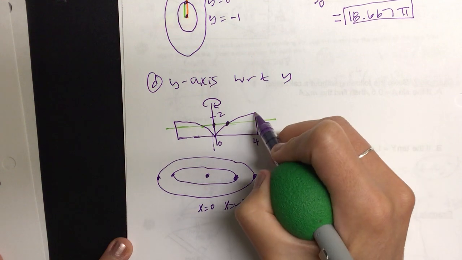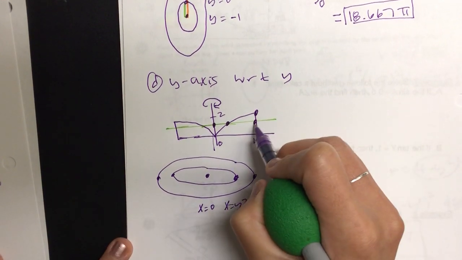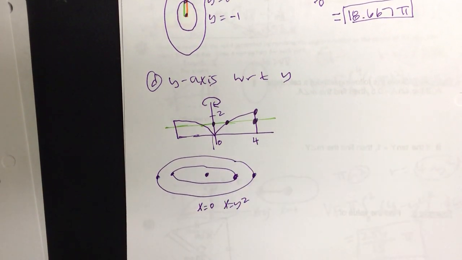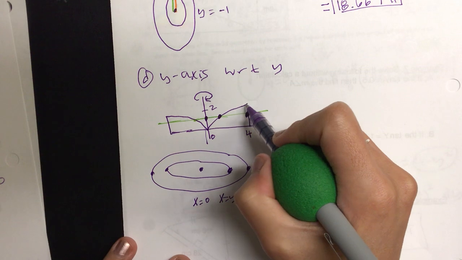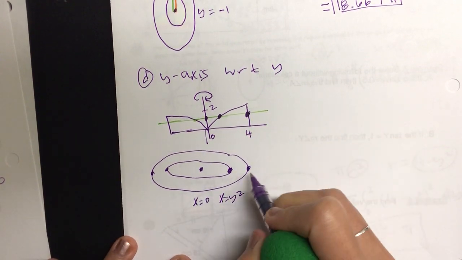Now let's put a dot at the far right. I should put it over here. That's like bad teaching. The far right, x equals what?